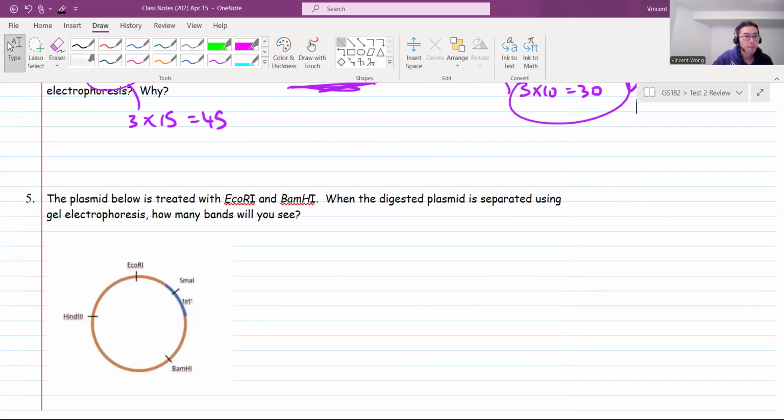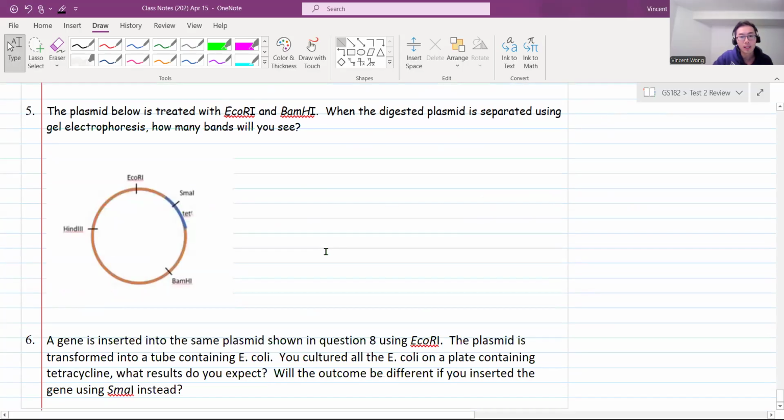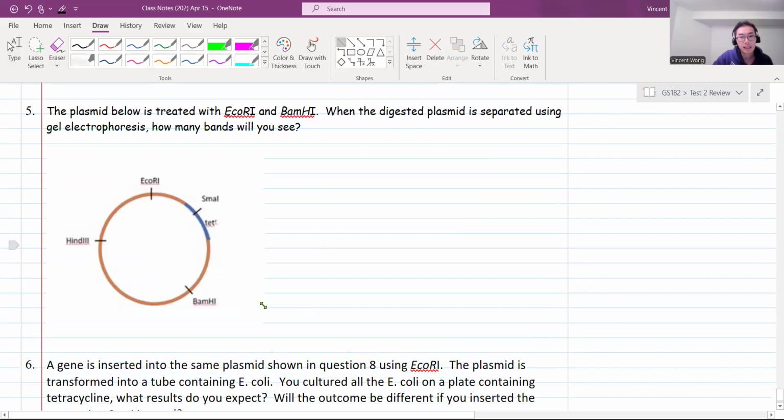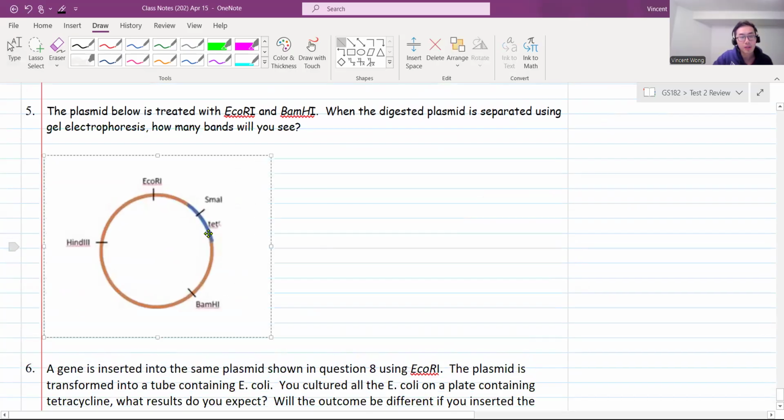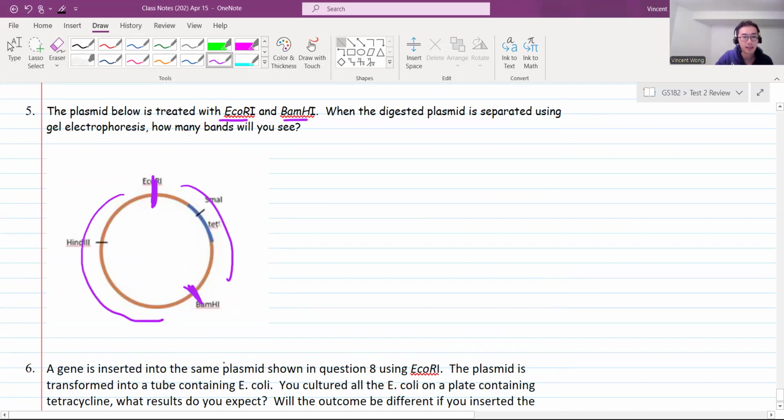Okay, next one. The plasmid below is treated with EcoR1. When the digested plasmid is separated using gel electrophoresis, how many bands will you see? Okay, so EcoR1 and BamHI. You cut here and you cut here. That's one band. That's another band.